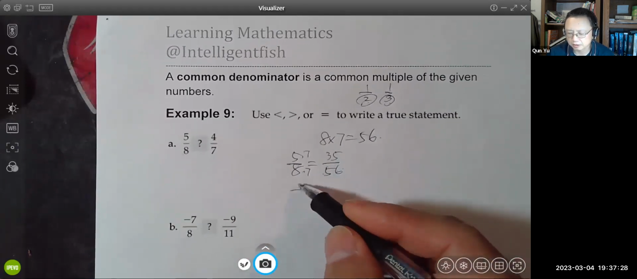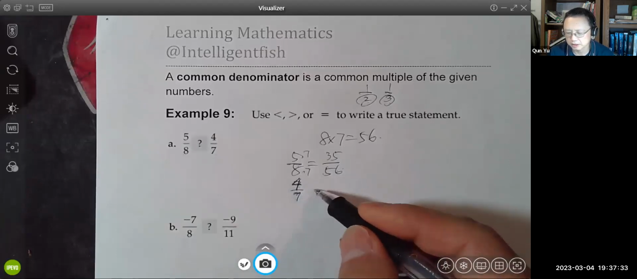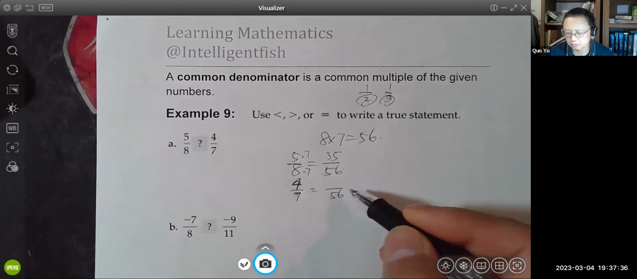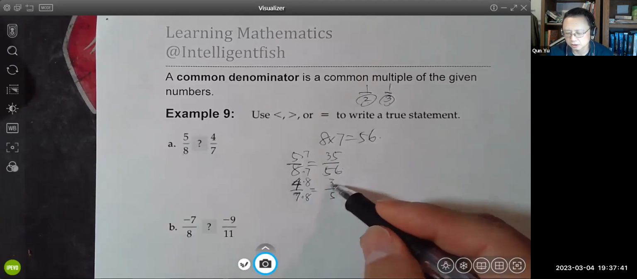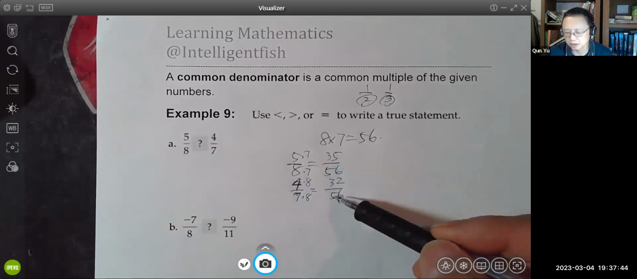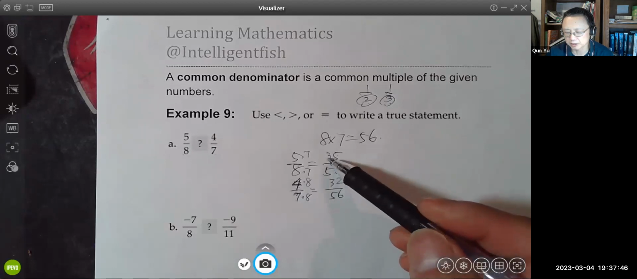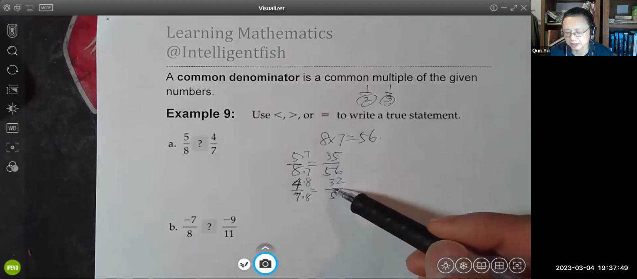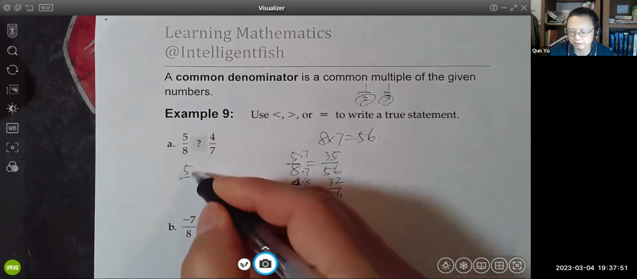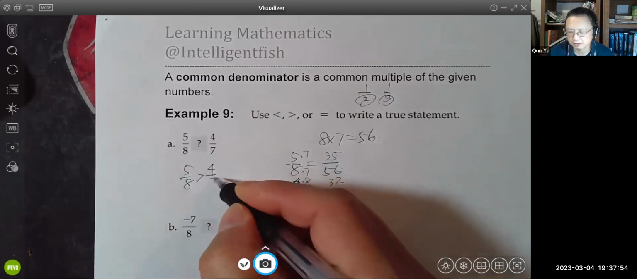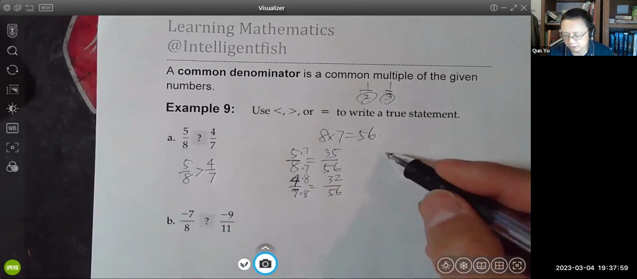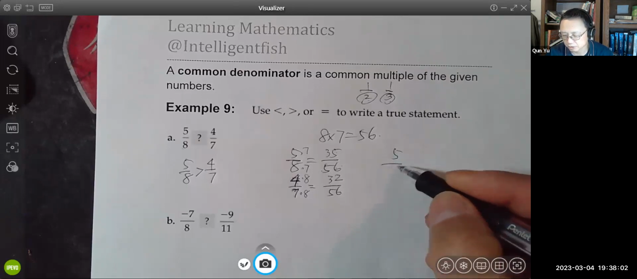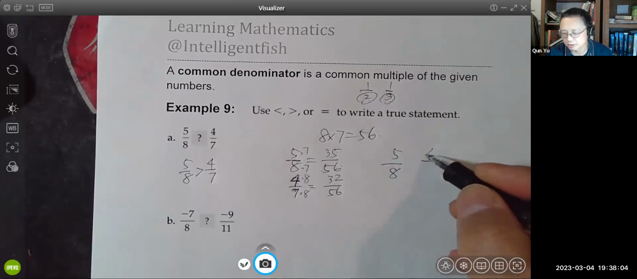How about the other one? 4/7 here. We need this to have 56 also, but this time we need to multiply by 8 on both sides. This is 32. Now both numbers have the same denominator. Which one is bigger on the top? 35 is bigger, right? So our conclusion is that 5/8 is greater than 4/7. Actually, there's a way easier way to do that. Let's redo that so that we can do the rest faster.